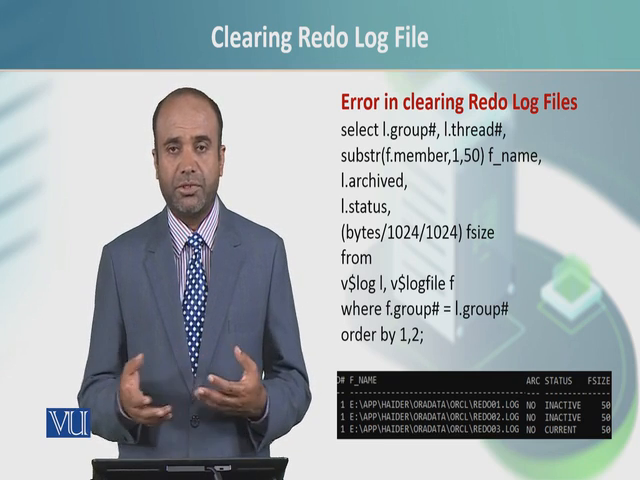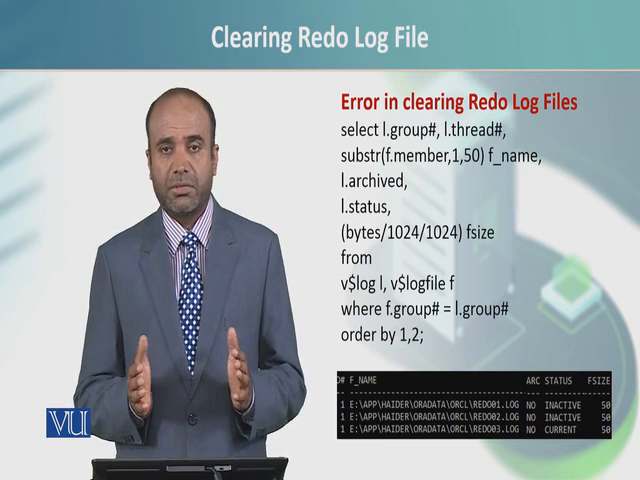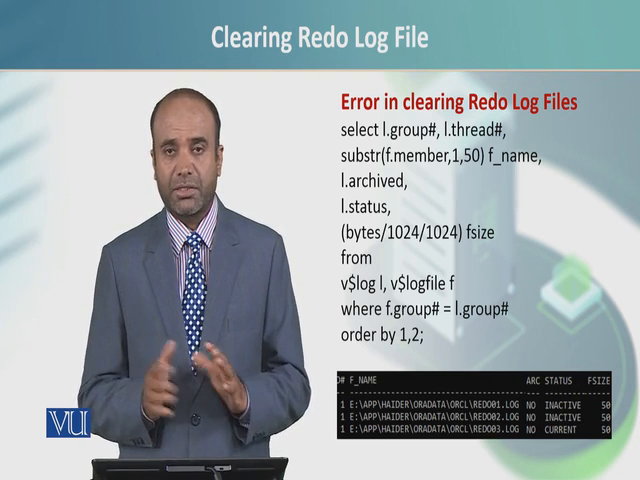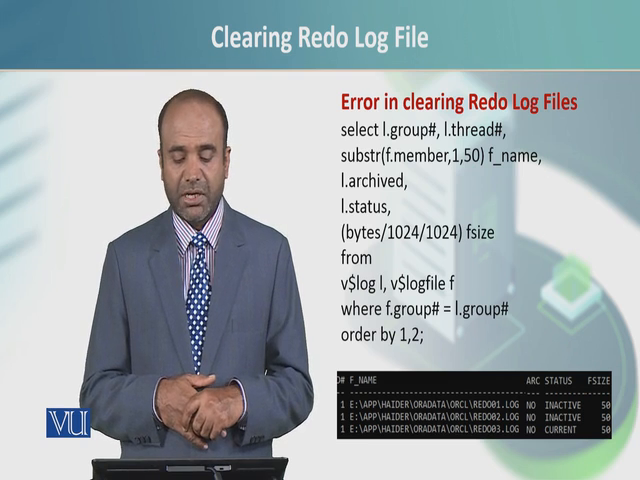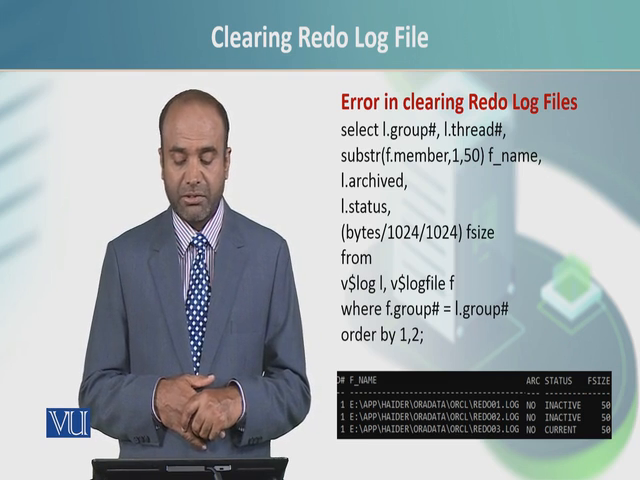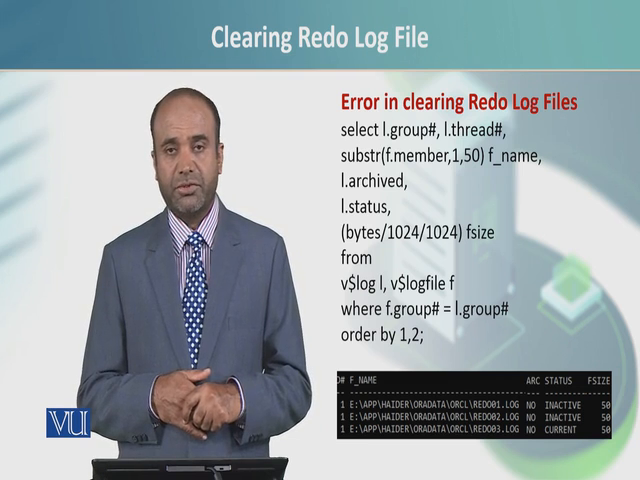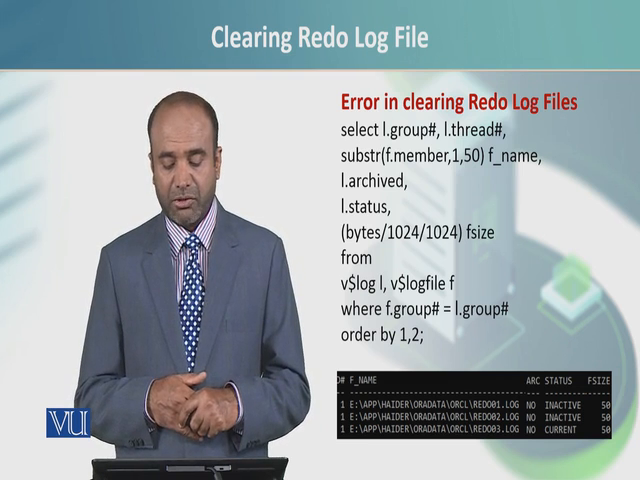So SUBSTR is normally used to confine or compact the column up to 50 characters. So we select the archive status from these data dictionary views, and we need to join both of them and order by 1 and 2.